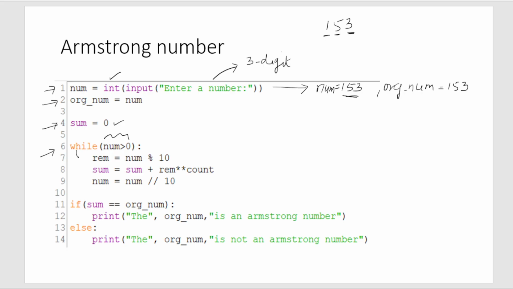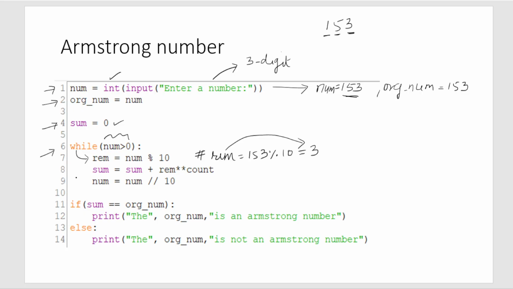So the first time, this will come to line number 7, that is remainder is equal to num modulus 10. What will the value of the remainder be? Remainder will be 153 modulus 10, right? That comes to be 3. So the value of the remainder is 3 now.